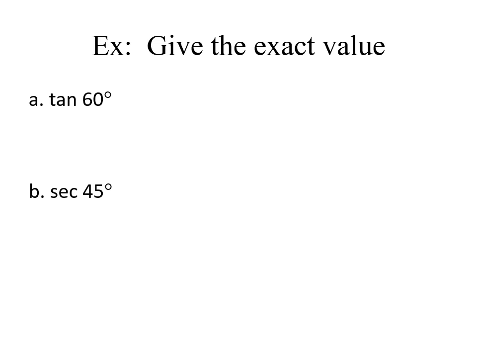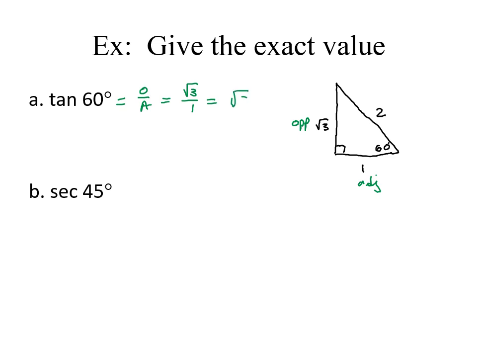So if it says to give the exact value of tangent 60 or secant 45, I would go off of those triangles. Tangent 60 we just did, but just to do it again, 60 degrees would be right here. And I would have 1, 2, root 3. This would be the opposite side. This would be the adjacent side. The 2 is the hypotenuse, but we don't need that for tangent anyway, because tangent is the opposite over the adjacent, which is root 3 over 1, or square root of 3.